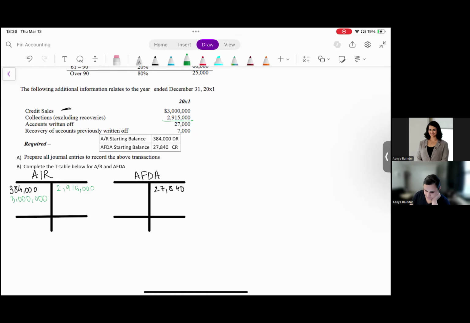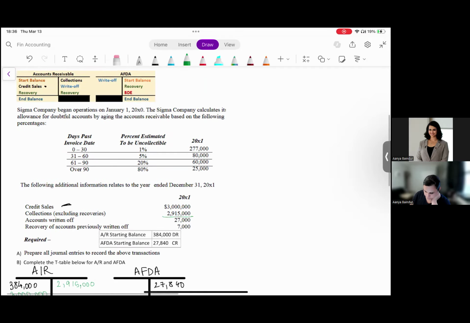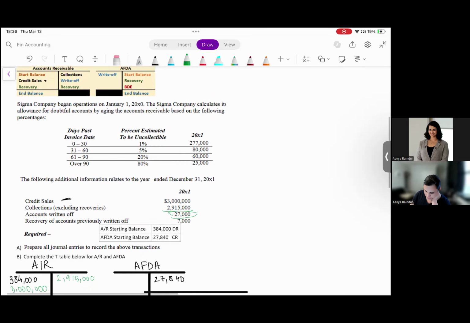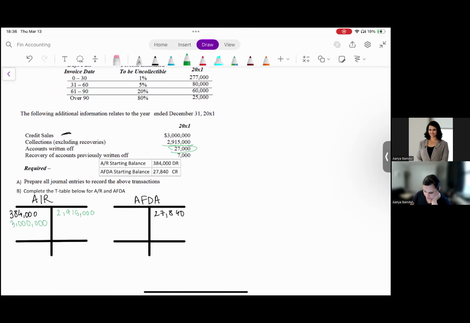Okay. Next, we are told that we wrote off 27,000 worth of accounts, which means we took 27,000 out of accounts receivable and we transferred that into our allowance for doubtful accounts. So let's go ahead and do that. 27,000, I'm going to put this in blue. And we transfer that here, which means we're writing off those accounts. However, it turned out that 7,000 worth of accounts ended up being unexpectedly collected. We didn't expect to collect those, but we ended up collecting those.